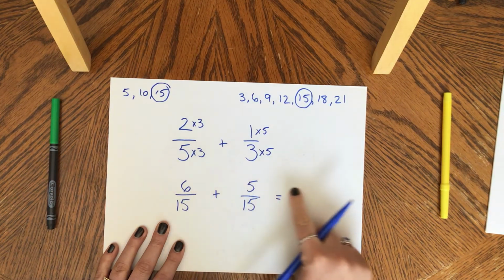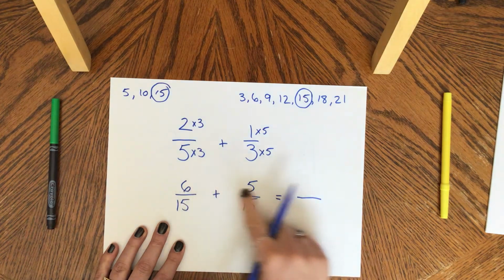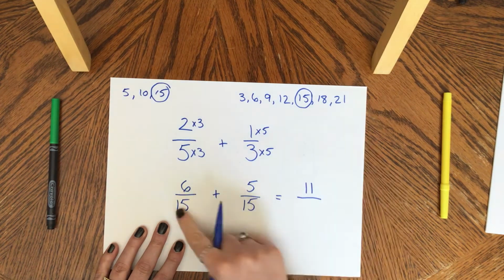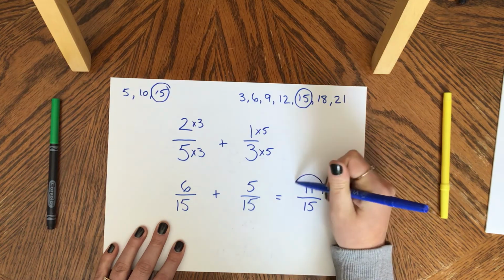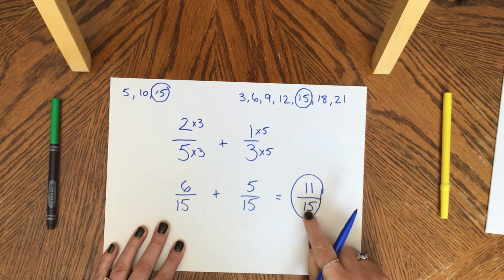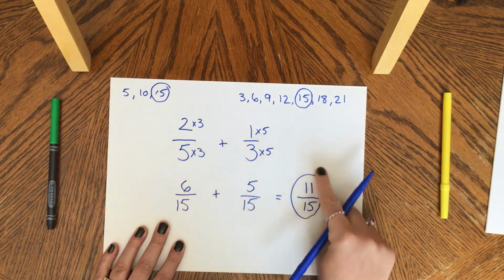If I add across the top, my numerator becomes 11, and I keep my denominator. This fraction also cannot be reduced or simplified, so it stays 11/15.